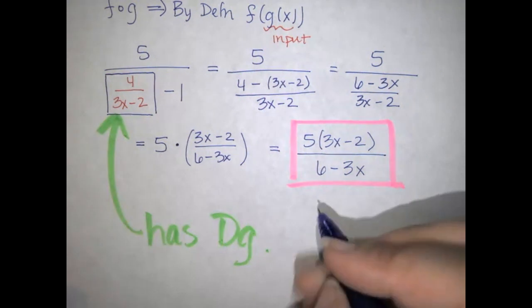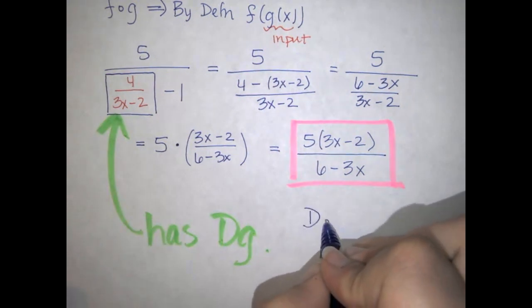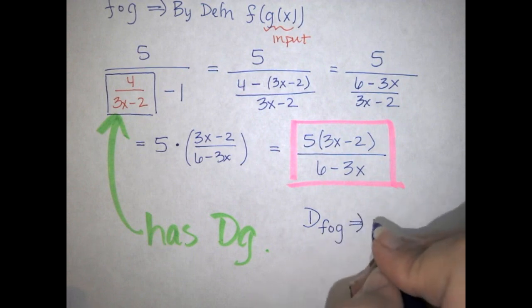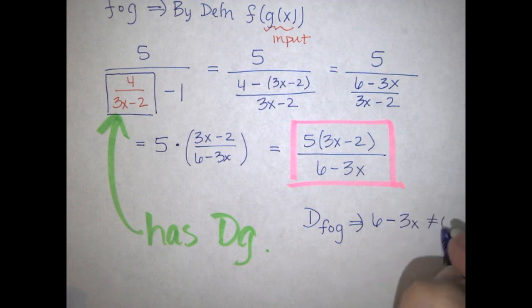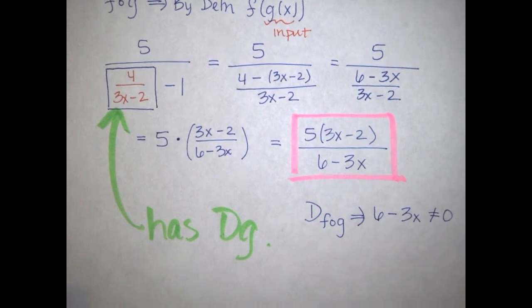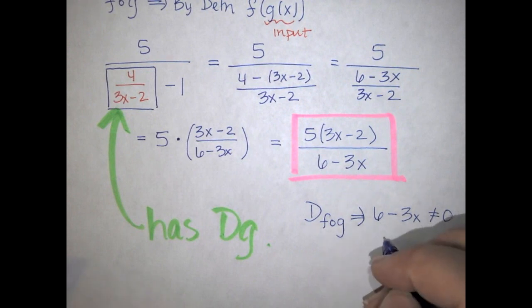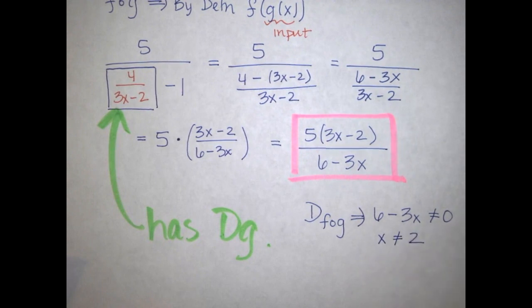Well, the other thing that we have to keep in mind is that this whole thing itself also has a domain. So when we're looking at the domain for my f of g, well, this tells me that 6 minus 3x can't be 0, which tells me that x can't be 2. Okay, subtract 6, divide by negative 3. That x can't be 2.